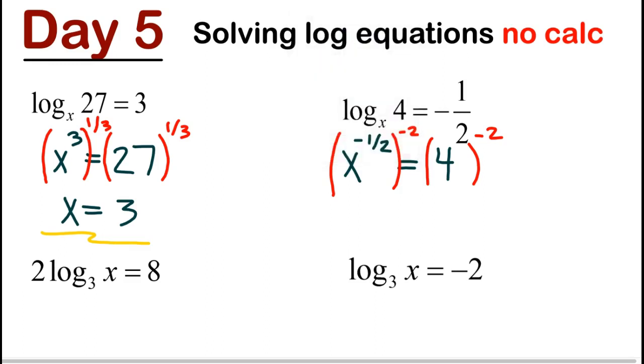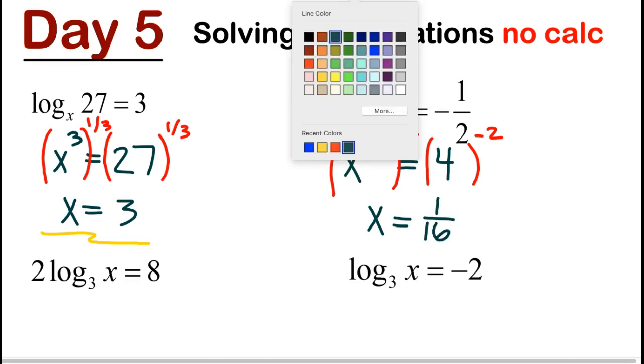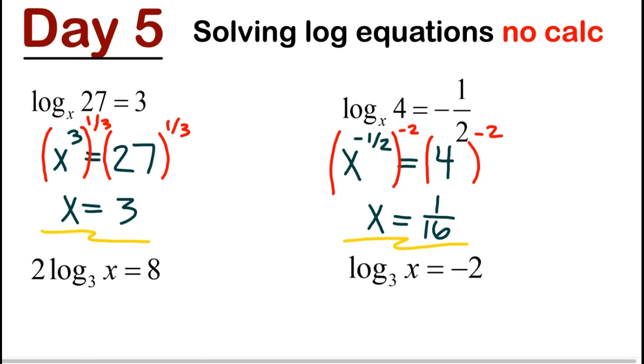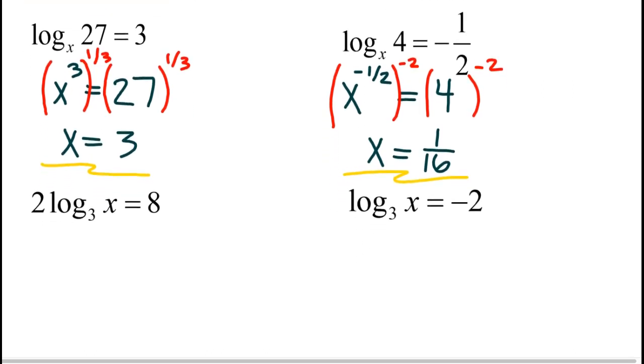So the inverse of to the negative half power is to the negative 2 power. That gets me x all by itself, x to the first, and 4 to the negative 2 is going to be 1 over 4 to the positive 2, which is 1 over 16. Ka-chow. What do you think about that?